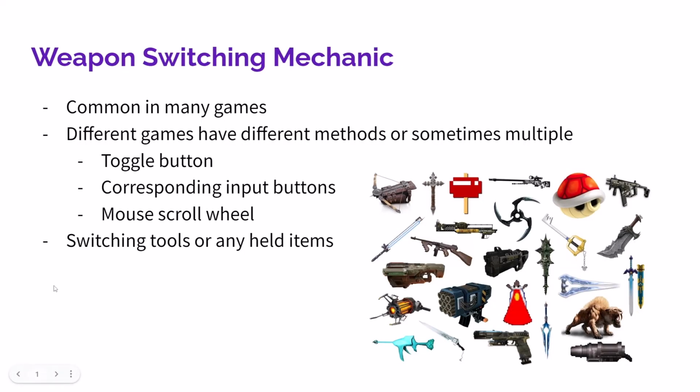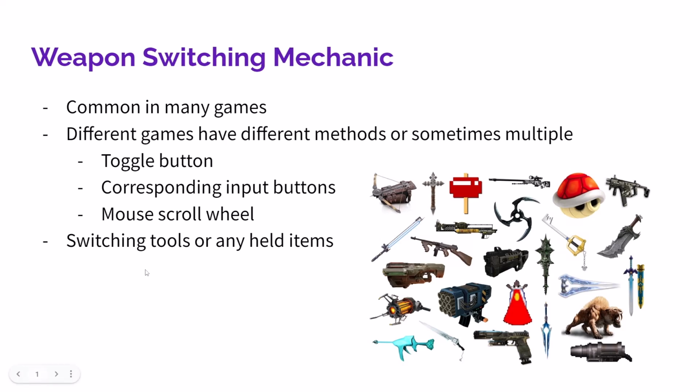Hi, my name is Elliot Bangata, and today we're going to be going over a weapon switching mechanic in Unity. Weapon switching is a mechanic that is common in many games and often involves not just switching between weapons, but also switching between tools or any held items, and today's implementation will work for those as well.